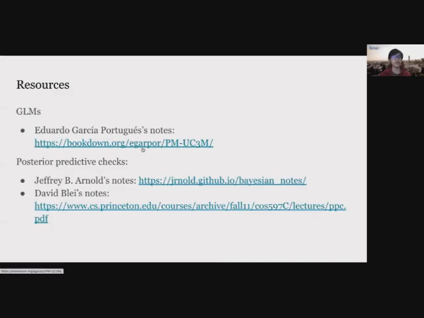Here are some resources that I found on GLMs and posterior predictive checks. The difficulty level of these resources is probably beyond the level of this course, but I'm just putting them here for any of you who are interested in reading more.